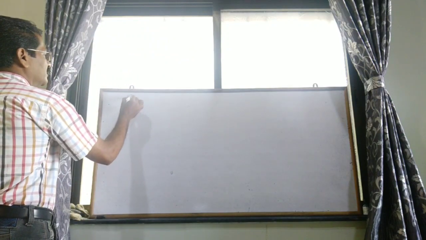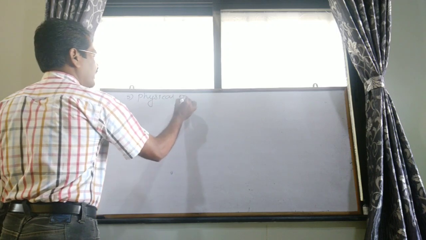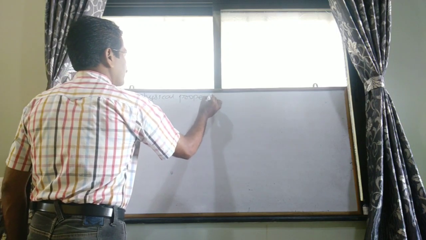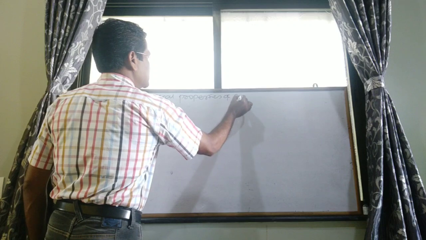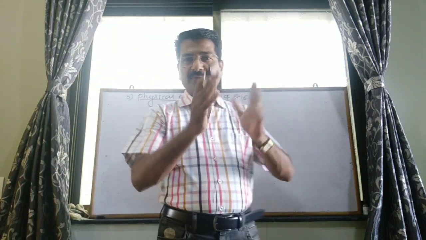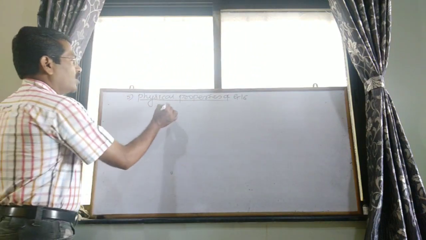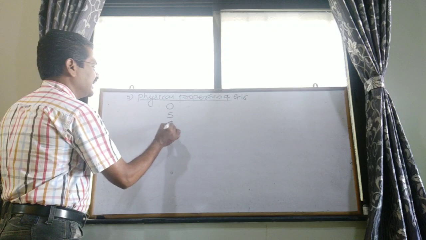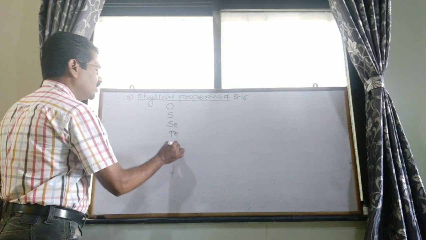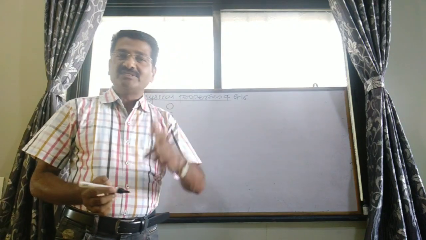Next, 5th question. Physical properties of Z16. We know the Z16 elements are oxygen, sulfur, selenium, tellurium and polonium. So which points are included in physical properties?